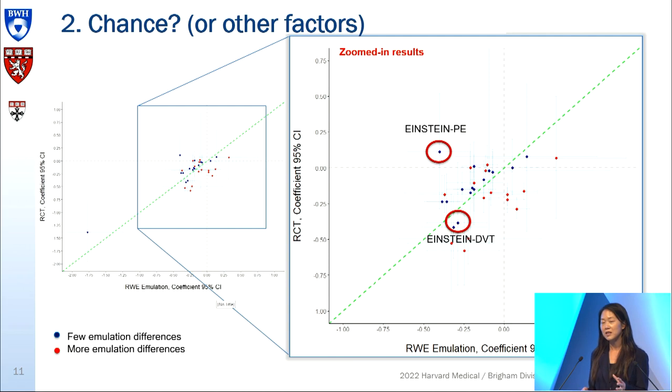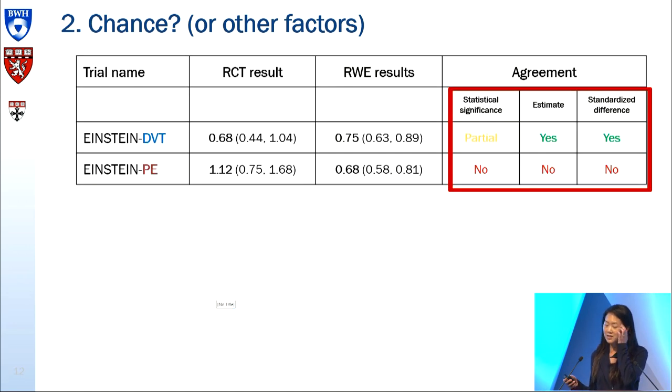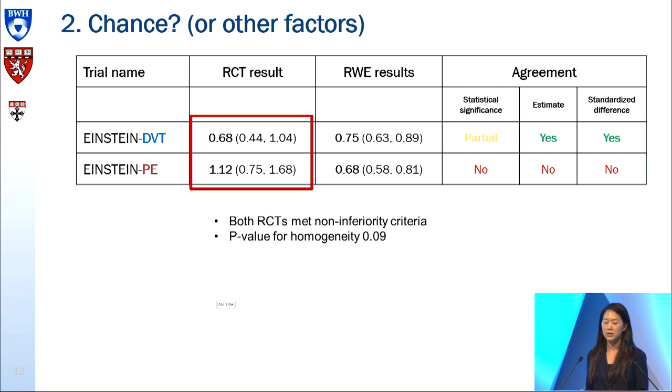But you can see that there's qualitatively different interpretation of the concordance of the results between the database studies and these two sister trials. Just to get into that a little bit more deeply, I'm showing you the same results in a different way. On the top row here, Einstein DVT, you can see that we pretty much met our binary agreement metrics, whereas in the second row for Einstein PE, we missed on all three. Now, in terms of the trial results, both of these trials met the non-inferiority criteria that they were aiming for. And the p-value for homogeneity between these two sister trials was 0.09, indicating weak evidence for separation in results.